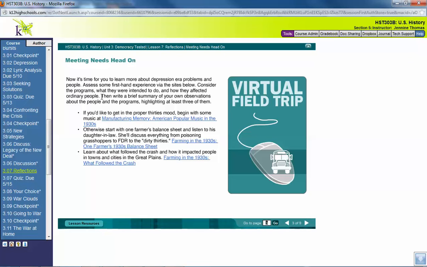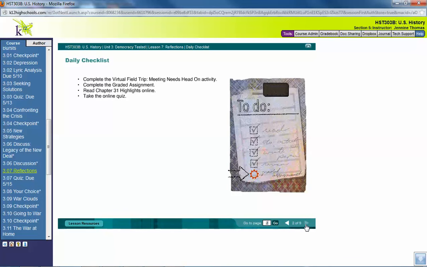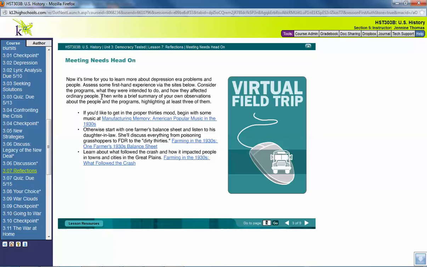Now this portion here is referring to the graded activity, and they mentioned on the previous page you do not have to do this as a graded activity, but it might be helpful to think about a summary or write down some notes as you go through this virtual field trip, since you're probably going to be asked on a test about many of the programs that were part of the New Deal. So make sure that you're paying close attention and you visit each of these websites for the purposes presented here.